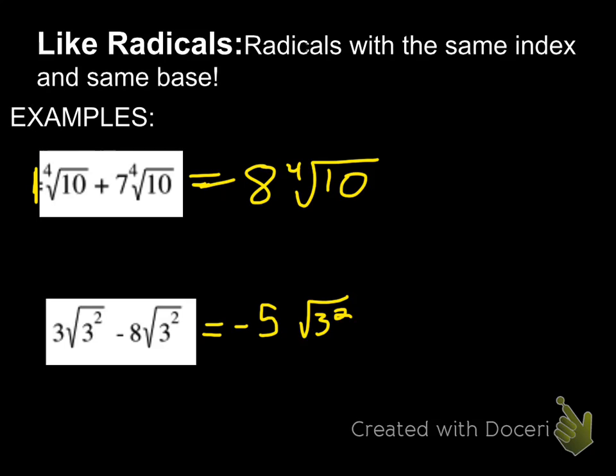If I had 3 squared underneath the first radical and then 3 cubed underneath the second one, would I have been able to do that step? No, I wouldn't, right? Because then they wouldn't be like radicals. I have something different underneath the radical.